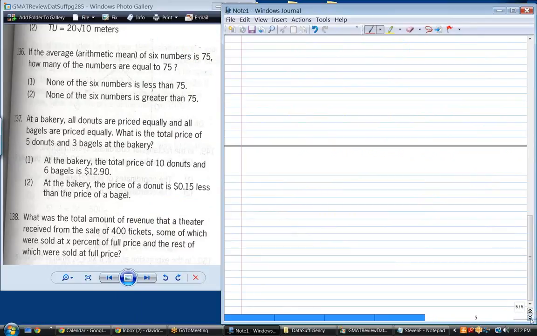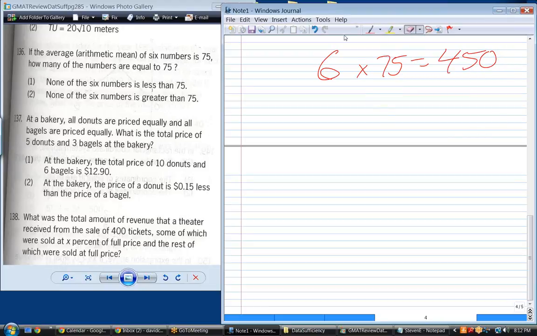Okay, so we got an average problem. Use the totaling principle here. We have 6 numbers that average out to 75. 6 times 75 gives us what's supposed to be on top. 450 divided by 6 equals 75. How many of the numbers are equal to 75? Whoops. This is 450, not 4,500. Okay. None of the 6 numbers is less than 75.